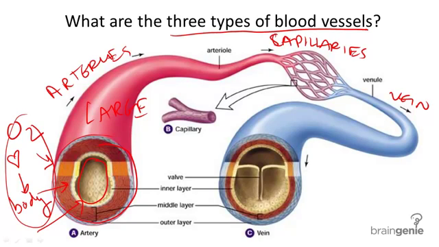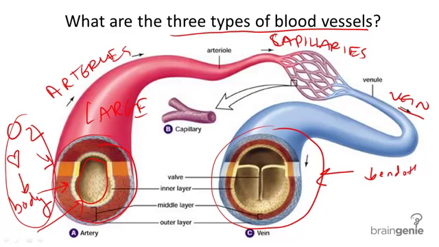So next let's take a look at the vein on the right side of the screen. This structure has 3 layers of tissue, but the endothelial walls are thinner. So why is it thinner? Because the pressure from the heart has lessened a great deal. I'll put lower blood pressure.